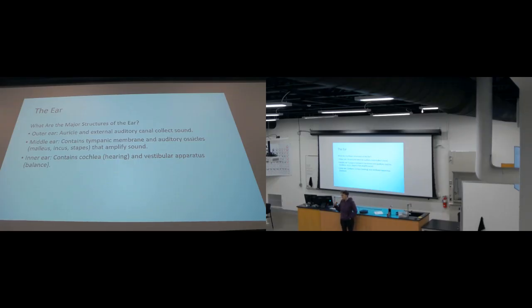So the middle ear is located between the tympanic membrane and the round window and the oval window. And that's where we have, from lateral to medial, malleus, incus, and stapes. These tiny ossicles amplify the vibrations received by the tympanic membrane, and then they transmit this into the basilar membrane that we have inside the inner ear.